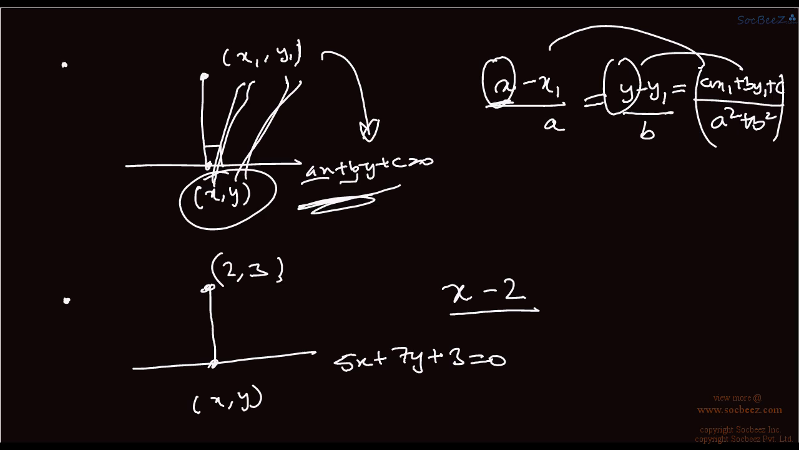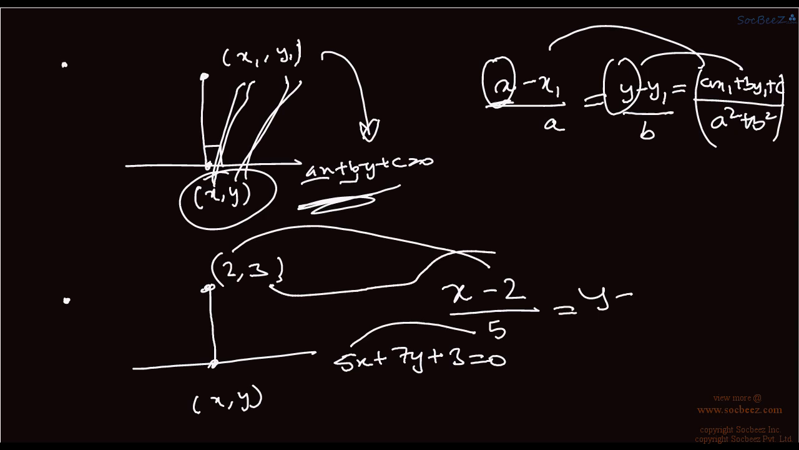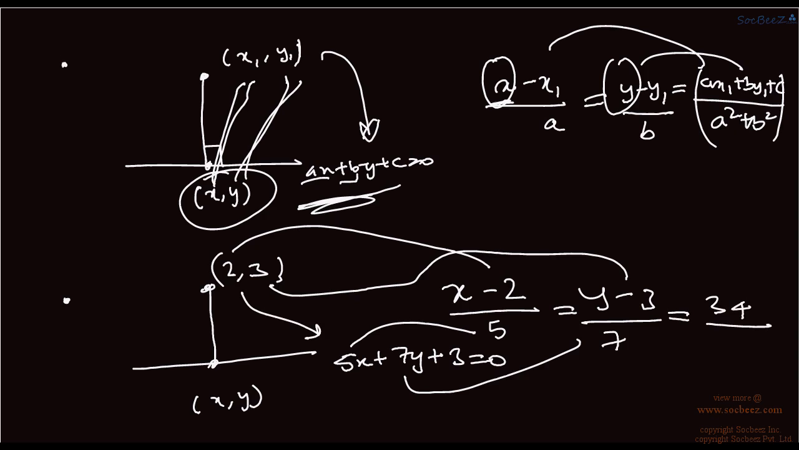Then (x − 2), where 2 is the x1, upon 5, which is a, is equal to (y − 3), where 3 is y1, upon b, which is 7, is equal to, put this point in this line. What will be the value? 5 into 2 plus 3 into 7, 10 plus 21, that will be 31 plus 3, 34, divided by a square plus b square, 25 plus 49.